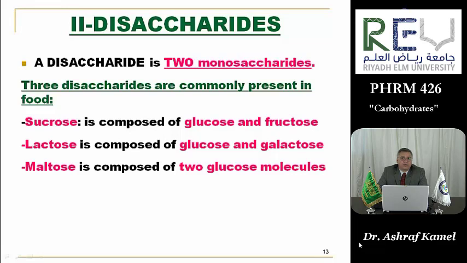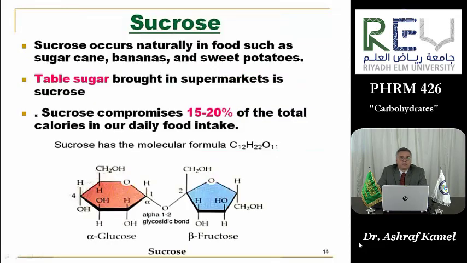3 disaccharides are commonly present in food: sucrose, formed of glucose and fructose; lactose, composed of glucose and galactose; and finally maltose, which is composed of 2 glucose molecules. Sucrose occurs in nature in food, such as in sugarcane, bananas, and sweet potatoes. Table sugar present in the market is sucrose. Sucrose comprises 15 to 20% of the total calories in our daily food intake.